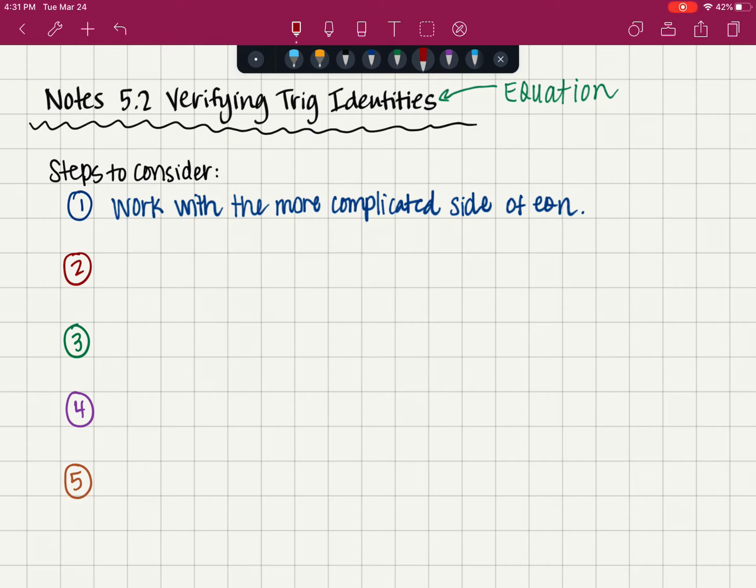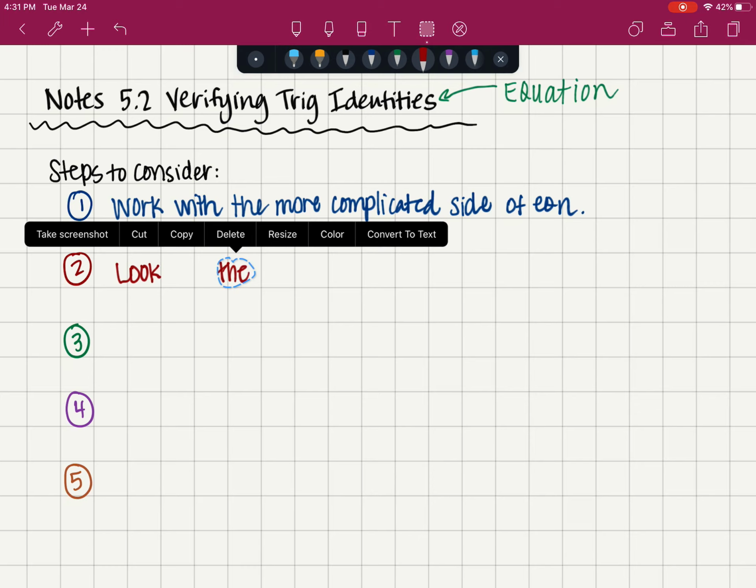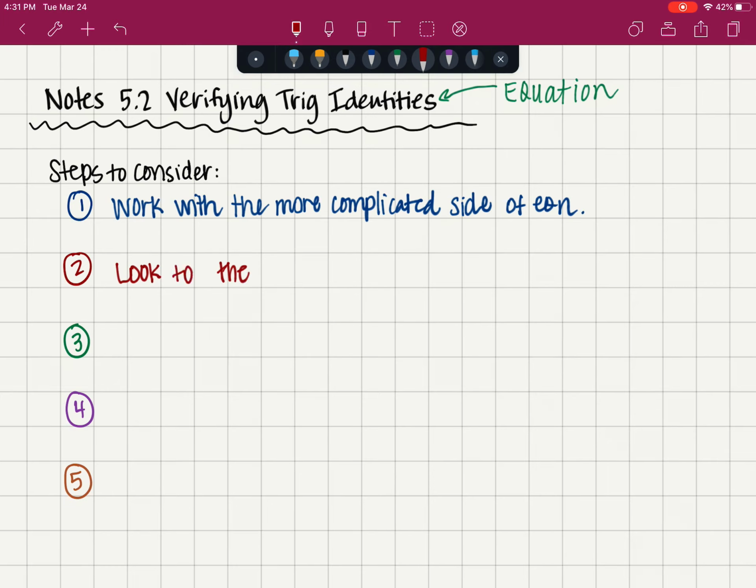Step 2, we're going to look to factor. We're going to use all of our algebraic techniques that we know how to do back to algebra 1. Look to factor, add fractions, and that's before algebra 1. But we're going to add fractions with variables, so that's algebra 2-ish. And then square a binomial. Square means raise it to the second power. A binomial is an expression with two terms.